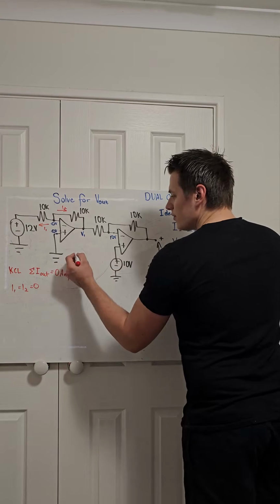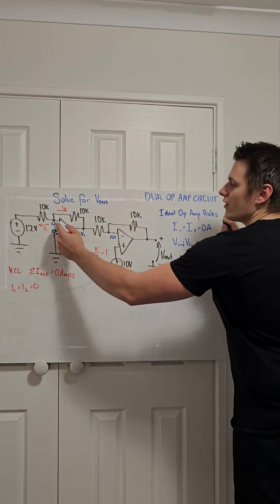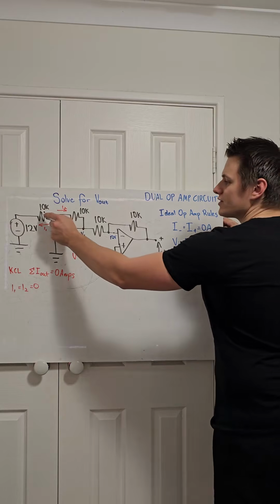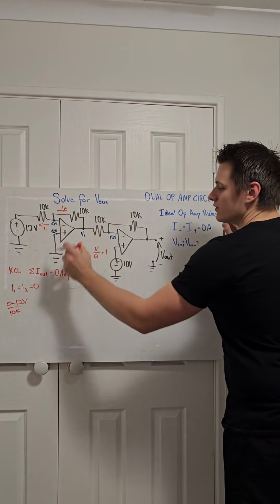So what's I1? From Ohm's law, V equals IR. So current equals V over R. For current I1, the voltage across this resistor is 0 volts minus 12 volts. I2 is 0 volts minus V1 over 10k, and that's 0.